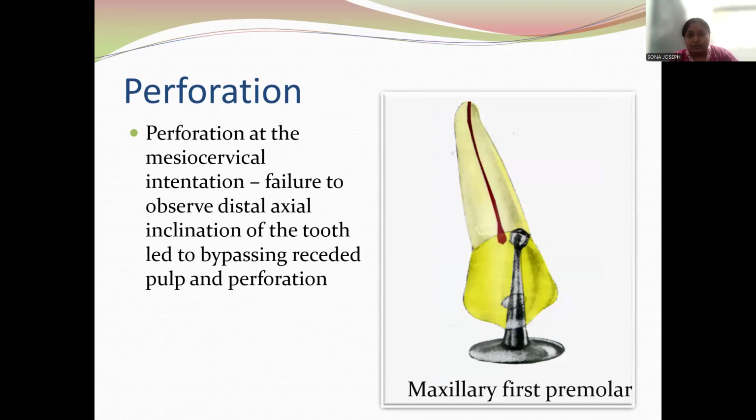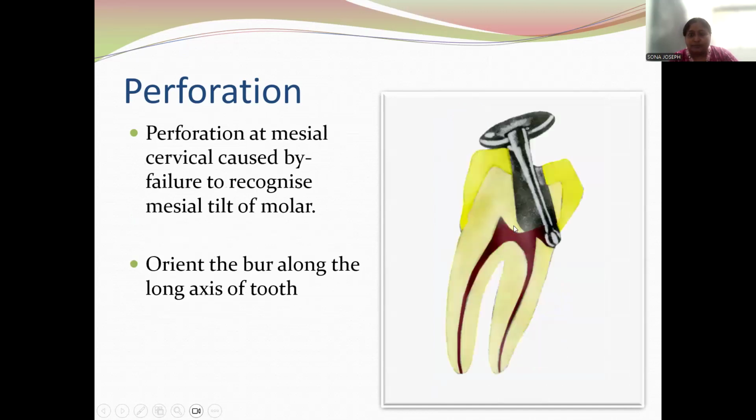Here is a perforation occurring because you have not observed the tilt of the tooth. The root of the tooth is a little bit tilted. There is a mesial tilt of the crown as well as a distal tilt of the root. But without observing it, if you just follow the principle of going along the long axis, you might end up doing a perforation or gouging in the mesial wall. Same thing: failure to observe the mesial tilt of the tooth, and you're perforating the mesial wall of the tooth.